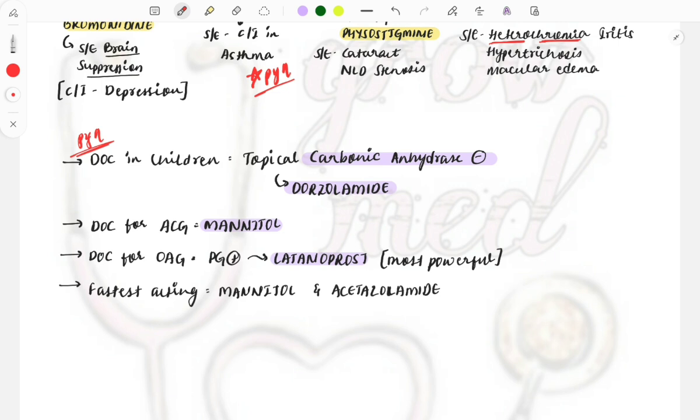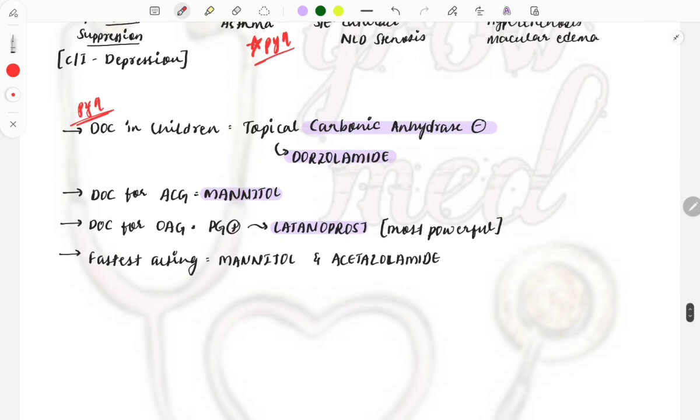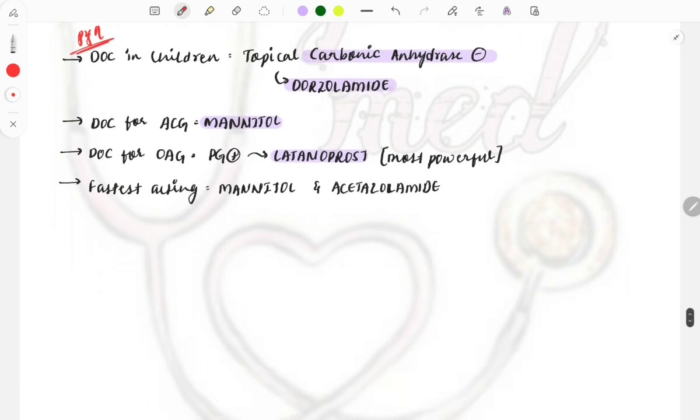So in children, we will be using dorzolamide, which is a safer alternative. Then for acute angle, mannitol. For open angle, it is latanoprost, and the fastest acting are mannitol and acetazolamide.